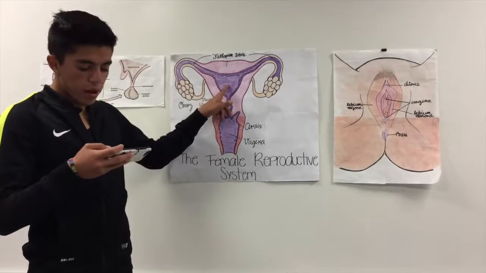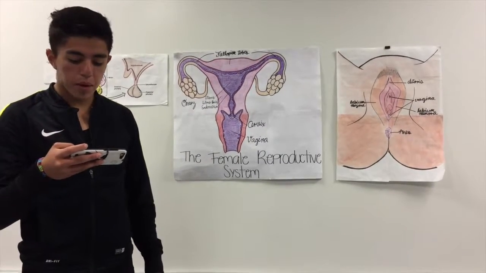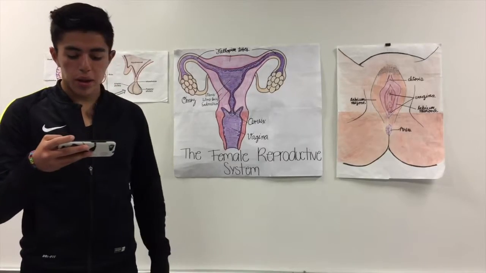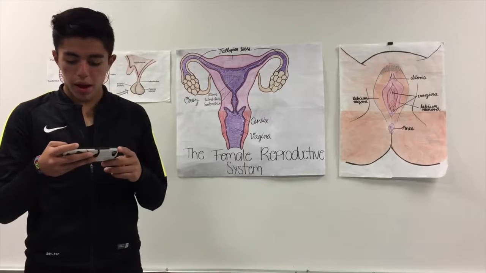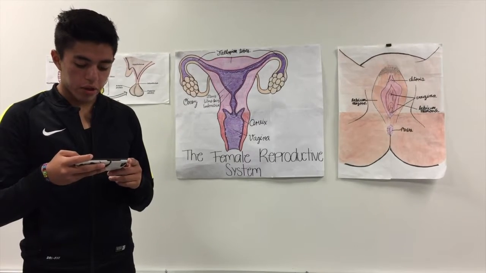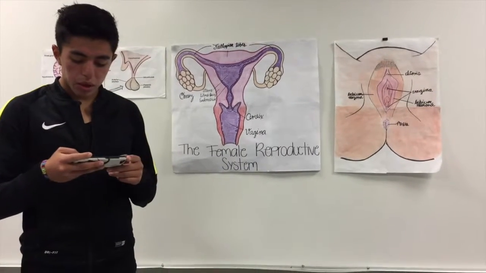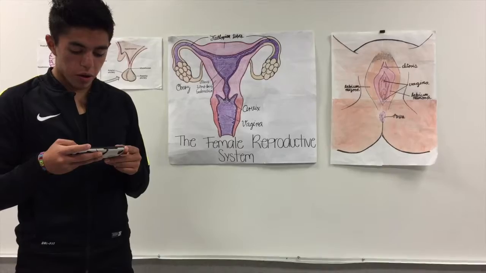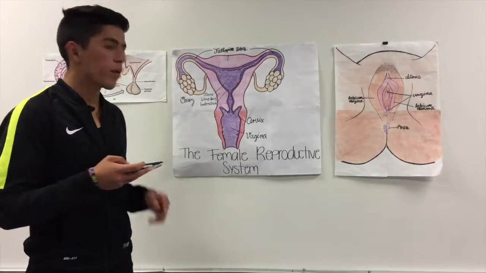The uterus is a hollow muscular organ about the size and shape of an inverted pear. It is lined with a vascular tissue called the endometrium, that is this, and this is where the embryo is embedded when it reaches the uterus in a process called implantation. If the embryo implants somewhere other than the endometrium of the uterus, then it is considered an ectopic pregnancy.